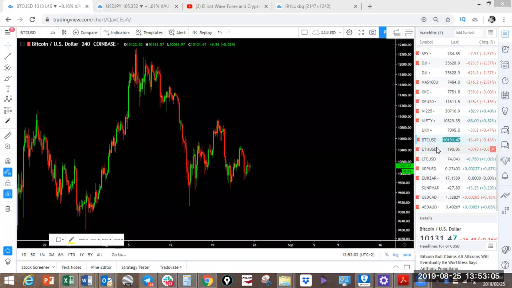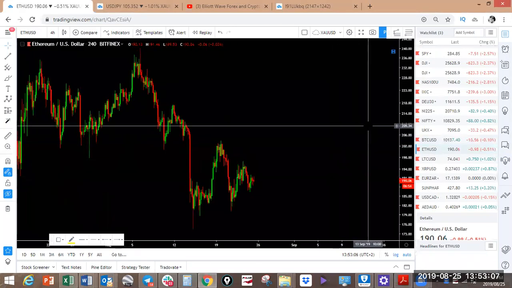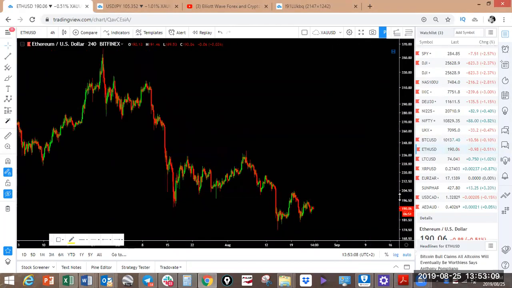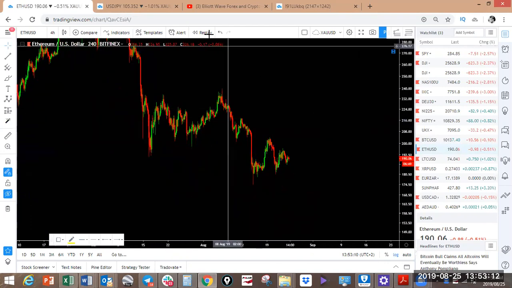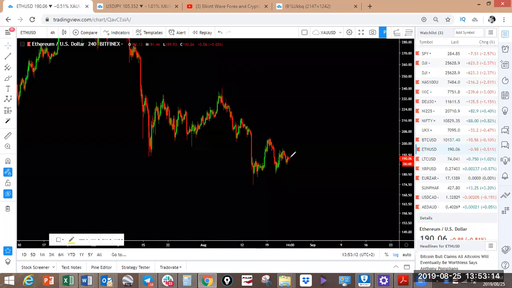Now let's look at Ethereum. I'm just going to look at a smaller, lower time frame. So Ethereum, also you're looking for a corrective structure here to do that.